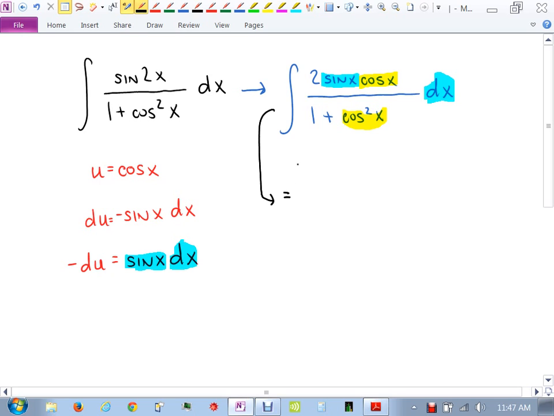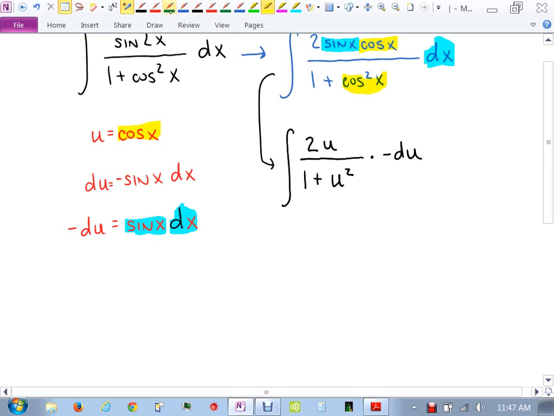This equals, I'm switching variables, sorry, 2, I'm going to do the yellow first, u over 1 plus u squared, and then times negative du. Everyone see that? So I'll take out the constant and that negative, right? So this equals negative 2 times the integral of u over 1 plus u squared du. I should have left it in there, but it's okay.